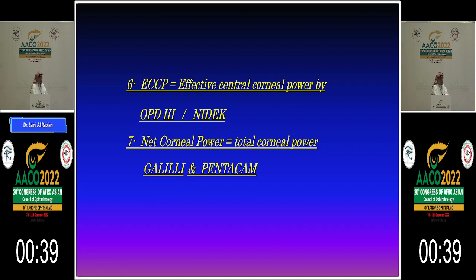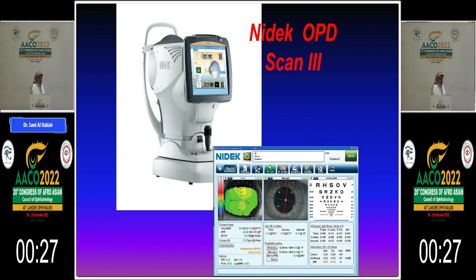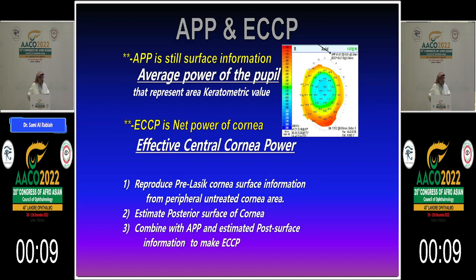ECCP, effective central corneal power. And this is taken by OBD 3 NIDEK, OBD scan. And the net corneal power taken from any Scheimpflug, Pentacam, Galilei, and so on. We will discuss that one by one. We said the average power of the cornea, this is taking a picture of the whole cornea. So it is measuring the power of the cornea inside. This is the only machine that goes to the inside. So it represents the keratometric value inside here. Yet this is not enough.